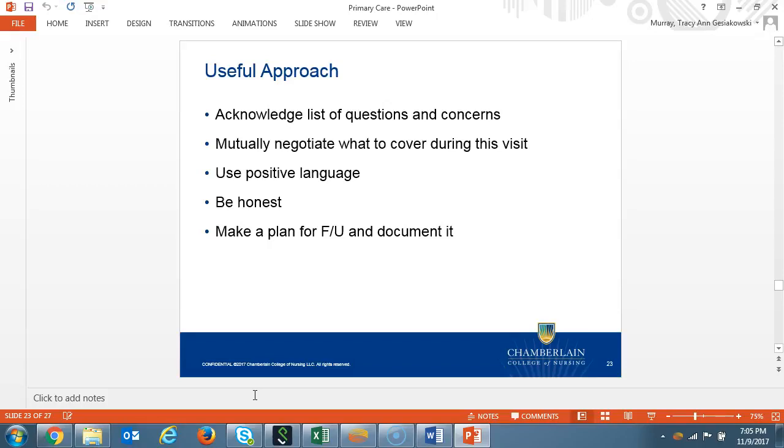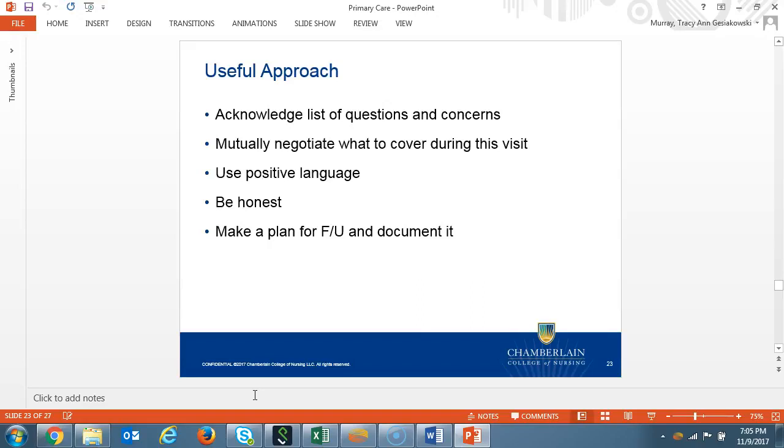Mutually negotiate what to cover during the visit. If the patient's list is too long or does not match your own priorities for the visit, you'll need to negotiate which items you'll address at the current visit. The key to the negotiating process is to use positive language. So instead of saying, "We don't have enough time to discuss all of these," a better approach would be to say, "I'd like to cover as much as we can from your list, but I also want to take a few minutes to talk about your diabetes or hypertension or COPD, etc."